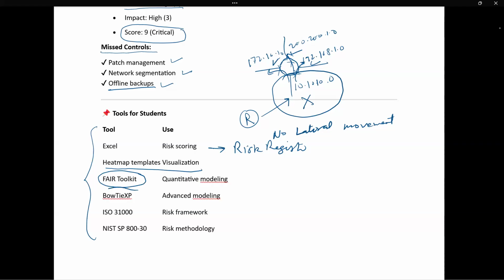What we just discussed is completed. ISO 31000 we will discuss. NIST SP 800-30 we will discuss. These are theoretical concepts, so we will take them as separate classes, because they are standards. ISO is a standard for the risk framework, and NIST Special Publication 800-30 is a risk methodology preferred by the US government. With this we are completing our risk management.